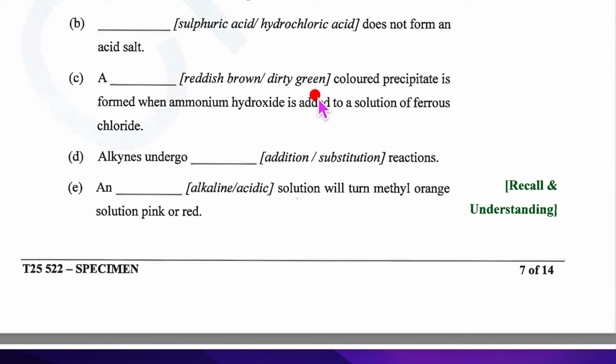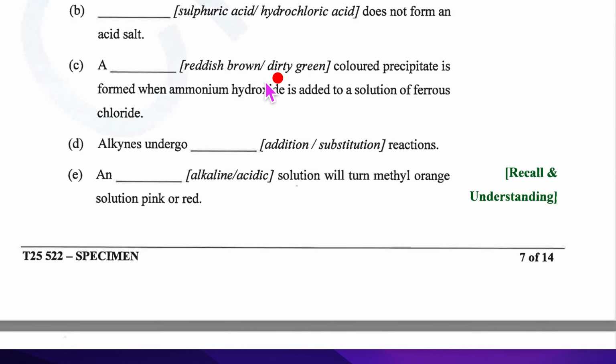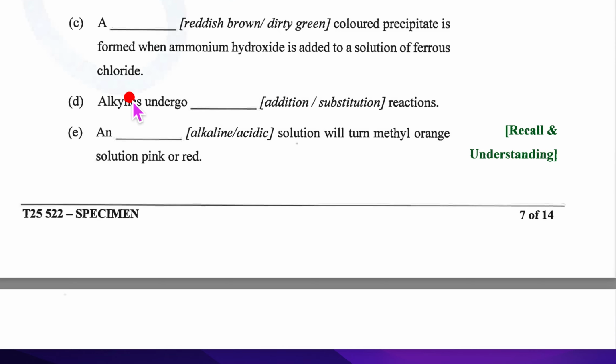Here, reddish brown, dirty green colored precipitate. When we have ferrous chloride reacting with this, ferrous means 2 plus, means it will be dirty green. So see, this is your analytical chemistry. You have to emphasize on the colors of precipitate and the solubilities in excess. This is organic chemistry. If they are alkynes, they are triple bond, means they are unsaturated, which means addition reaction.